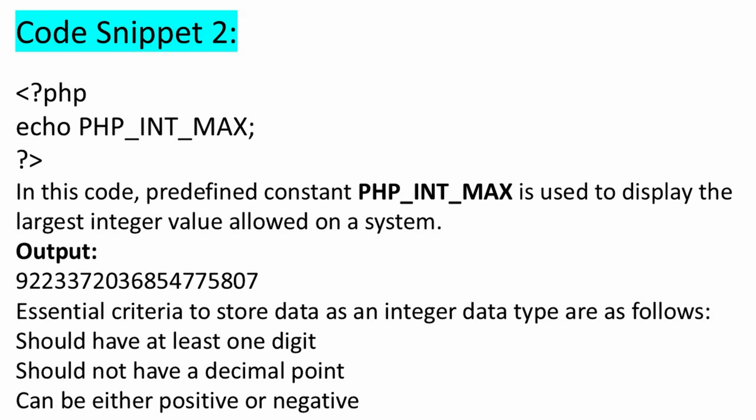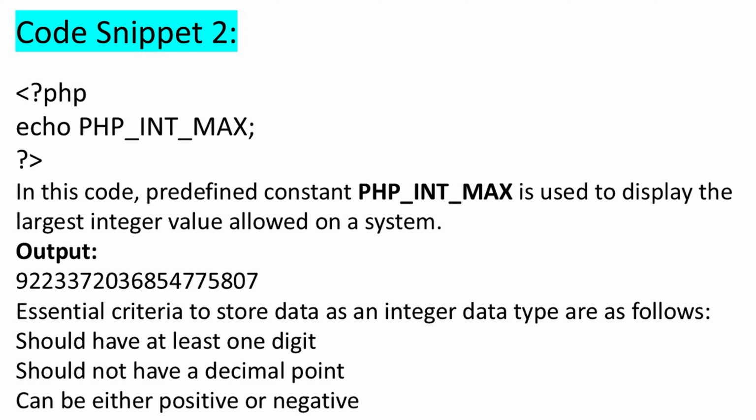In this next example, we have a short PHP program that uses the predefined constant PHP_INT_MAX. The code begins with the PHP opening tag, then simply writes echo PHP_INT_MAX; and finally closes the PHP tag. When this code runs, PHP prints the largest integer value that your system can handle. This value depends on whether your system is 32-bit or 64-bit.